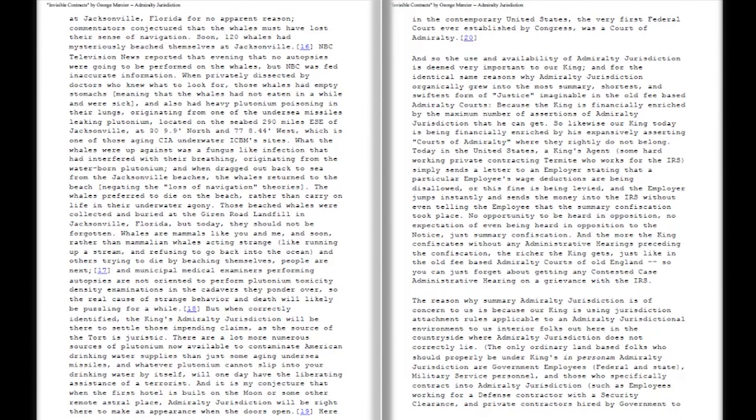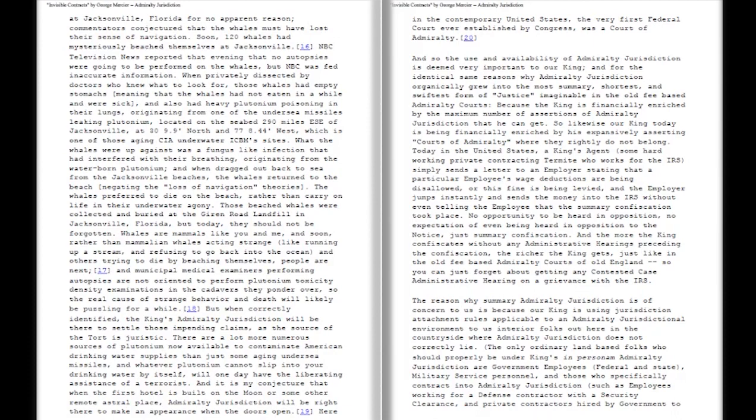What the whales were up against was a fungus-like infection that had interfered with their breathing, originating from the waterborne plutonium, and when dragged back out to sea from the Jacksonville beaches, the whales returned to the beach, negating the loss of navigation theories. The whales preferred to die on the beach, rather than carry on life in their underwater agony. Those beached whales were collected and buried at the Girvin Road landfill in Jacksonville, Florida, but today, they should not be forgotten.